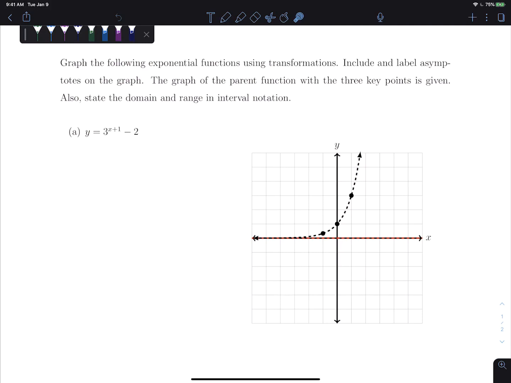So to do this, we're going to go ahead and look at the parent function. So the parent function is what we get when we get rid of all transformations. Notice that this plus 1 is in the exponent, and the minus 2 is on the outside. So this is y equals 3 to the x plus 1 minus 2. Getting rid of those two things that we just talked about, that's going to give me y equals 3 to the x power.